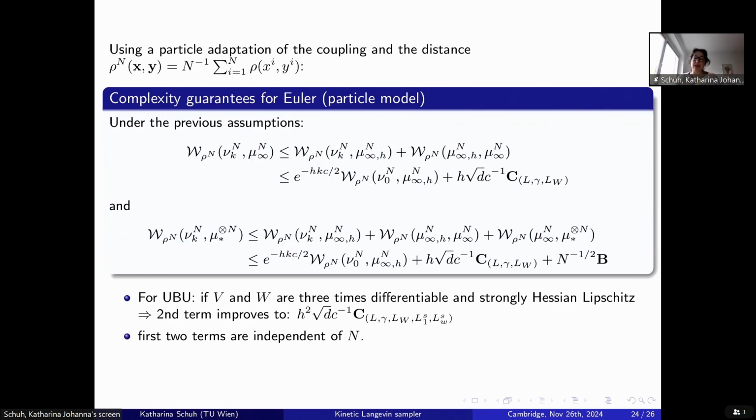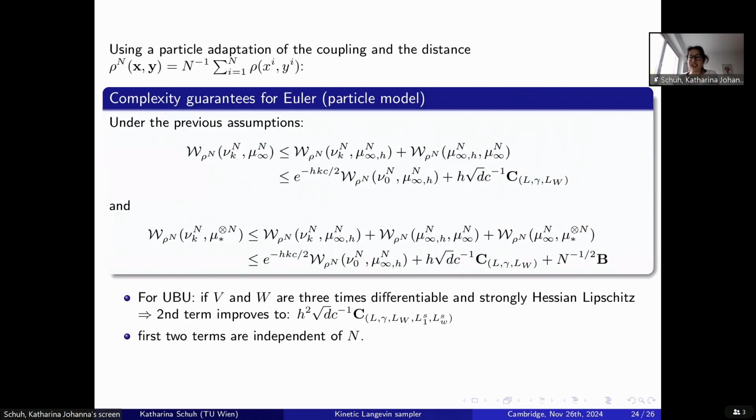So if you want to ensure that the term on the left-hand side is bounded by some small epsilon, then we can get guarantees of how to choose our number of steps, small k, how to choose h, and how to choose then the number of particles n. And also for the UBU scheme, we can do this analogously, but here again, if we assume more regularity on both V and W, then we can actually improve the second term here by having instead of h squared a different constant.